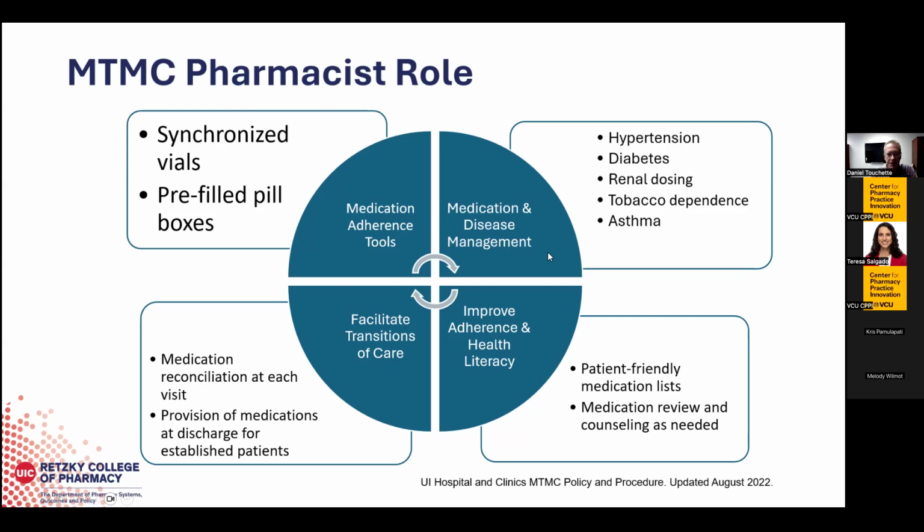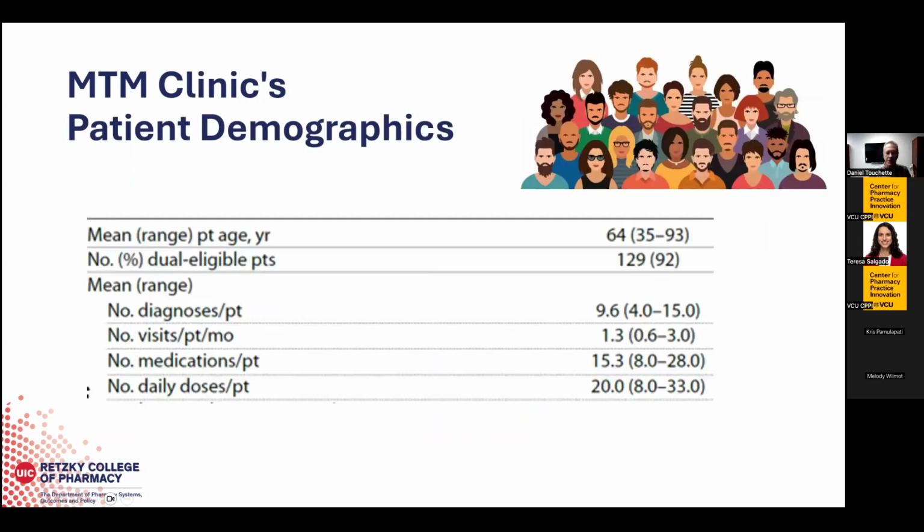For disease management and medication management, there's a number of different focuses. There's hypertension, diabetes, renal dosing, tobacco dependence, and asthma, which are kind of the key focuses of the disease management aspects of the program. Down in the bottom left, the service also facilitates transitions of care for patients. So the pharmacists will do medication reconciliation at each visit and also provide medications at discharge for established patients who are admitted to UI hospital. And then the final quadrant, the bottom right hand, the MTM clinic also provides other services to improve medication adherence, health literacy, and provide education to patients. So here's the slide that I was talking about.